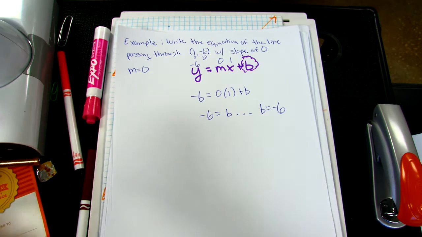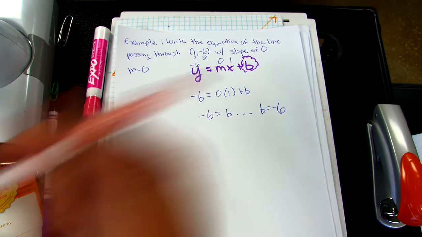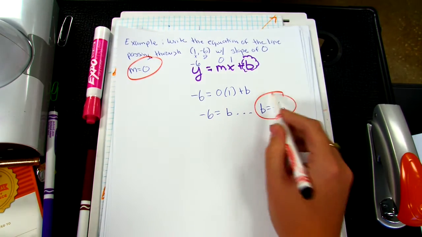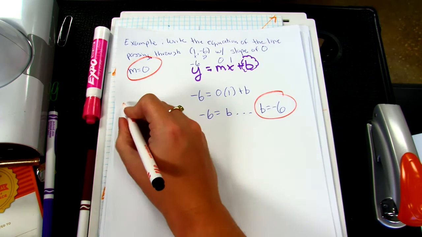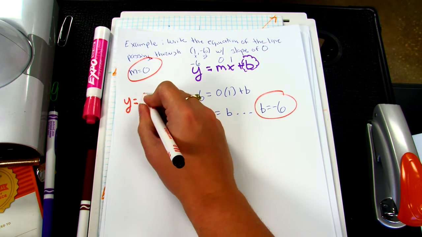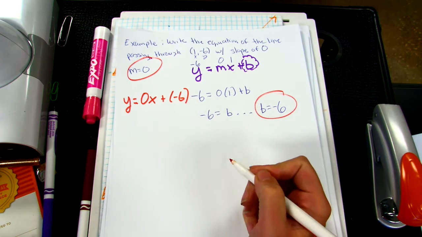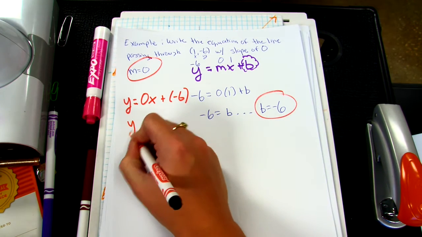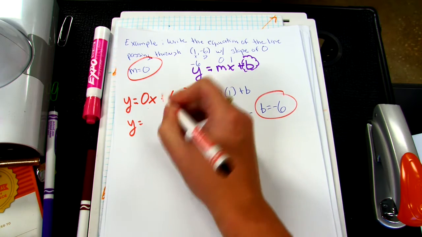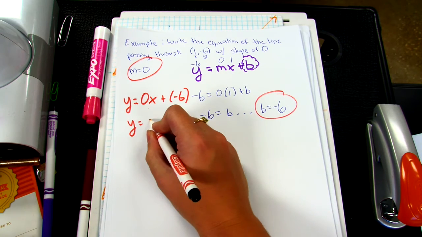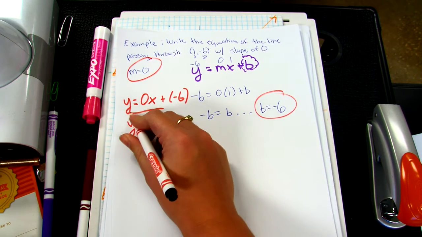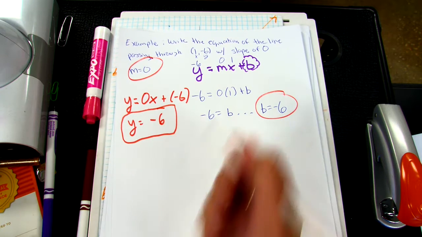So now we have our slope, we have our y-intercept, so we can write our equation. Y is equal to 0x plus -6, okay? We'll clean it up a little bit because 0 times x is 0, plus a -6 is just -6. So this is our equation, y equals -6.